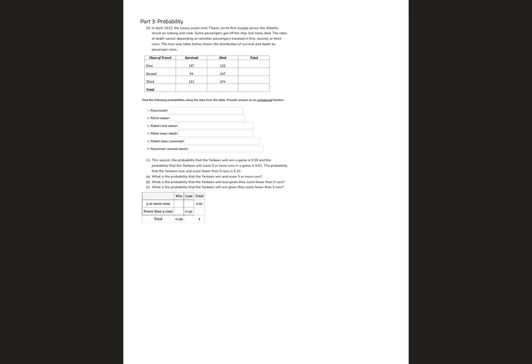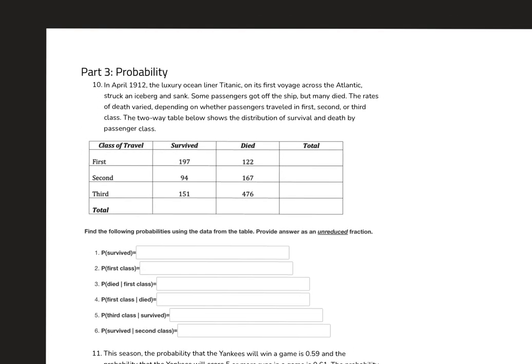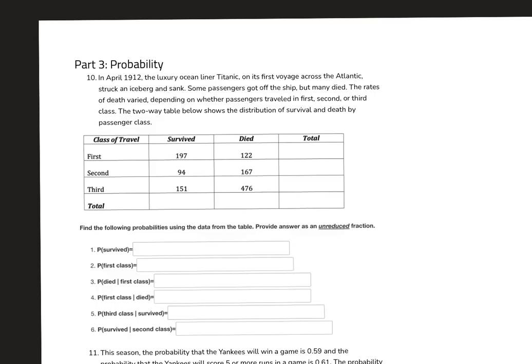Okay, moving on to probability here. We are given a two-way table, and we're told that we have data about 2 characteristics of passengers: what class of travel, first, second, or third, and whether they survived or died. So we're using this two-way table, and we have 2 different categorical variables, survival and class. We're given the values here for how many are in each combination of survived or died and class of travel.